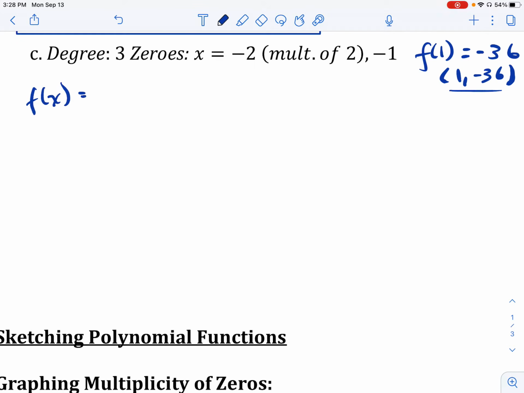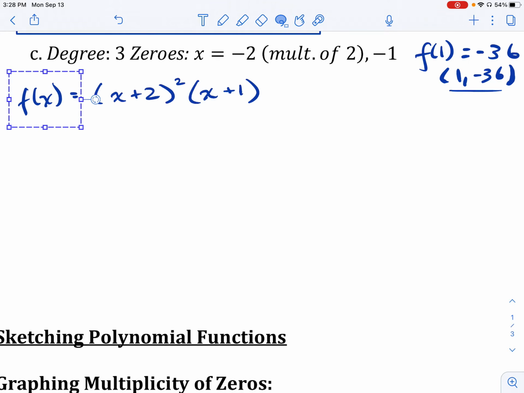I'm going to say, all right, we got x minus negative 2, or x + 2. It's telling me it's got a multiplicity of 2, so that means I can square this. And I also have x + 1. Now, because it's also telling me that I've got to go through the point (1, -36), I'm trying to figure out what is my vertical stretch here. So I want to find out what is my vertical stretch or shrink, possibly, that ensures that this function will go through the point (1, -36). Now, you can expand this out and write it in general form first. It's up to you. You could also just now solve for a while it's still in factored form.